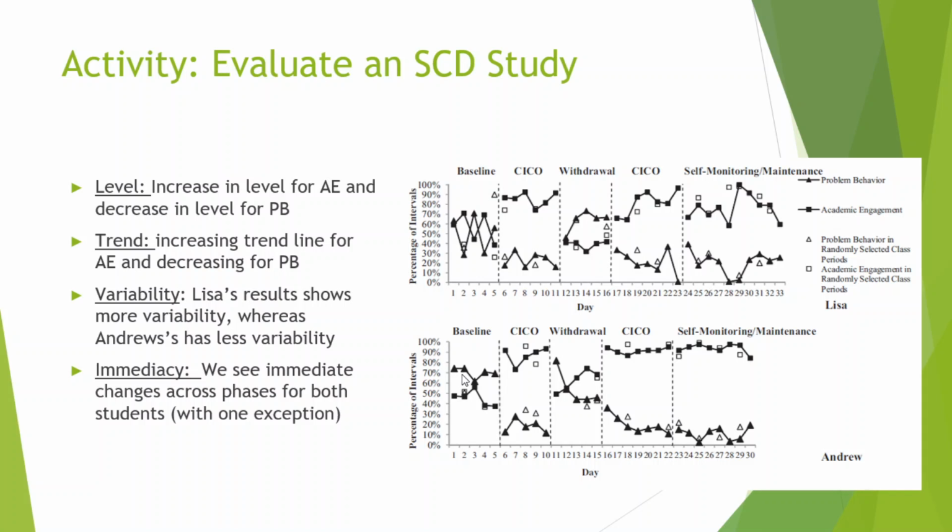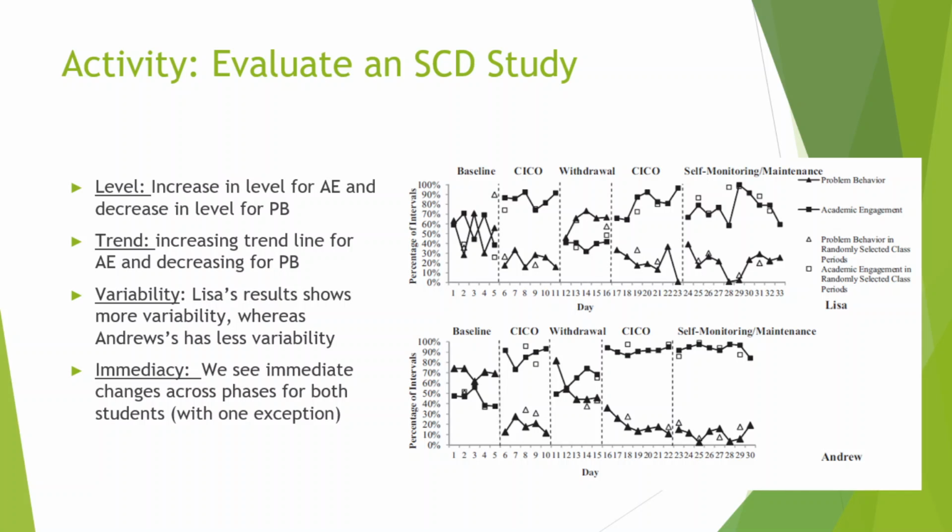For Andrew, we see here at the baseline, this is his problem behavior, and then we see that there is a decrease in level for problem behavior after the intervention was implemented. And then for academic engagement, his baseline was around the 50% range. And then we see an increase in level, and now his academic engagement is closer between the 90 to 100% range.